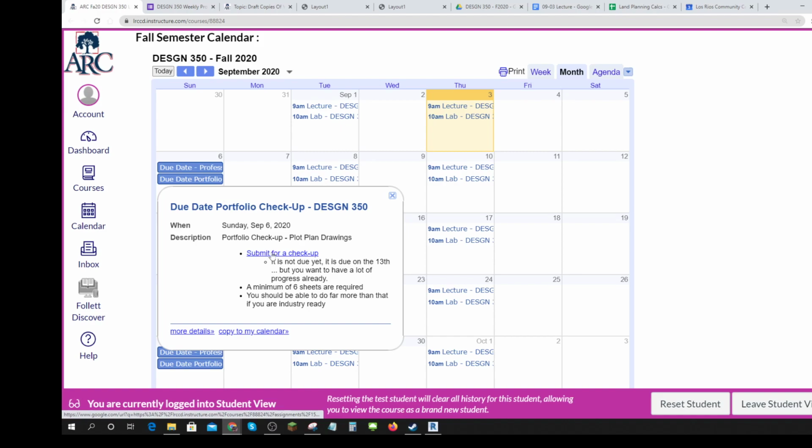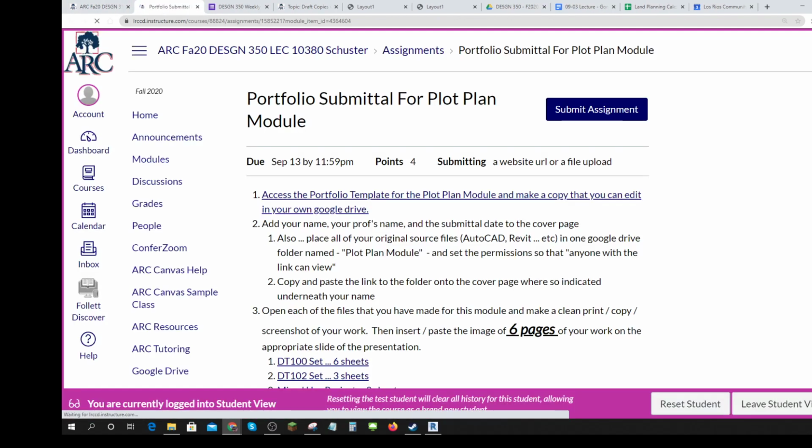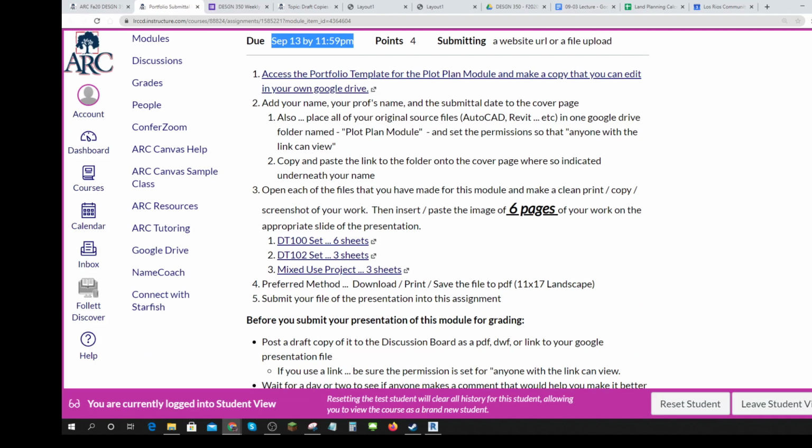So this one is just a checkup, but you do put it in there. See, it's not due until the 13th. Okay? 6 pages of your work. But I really would like you to do it all. I put it all in there because that's what's really the best. Okay? Print and save the module.